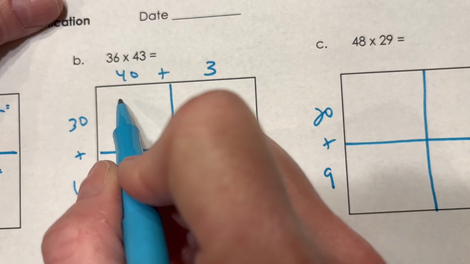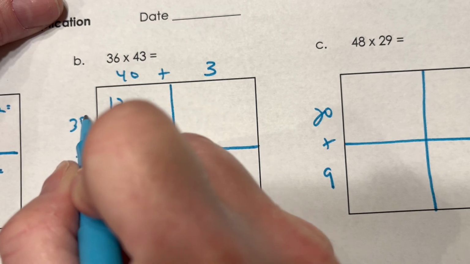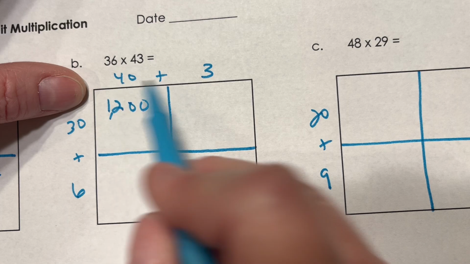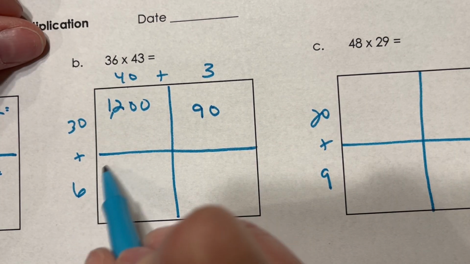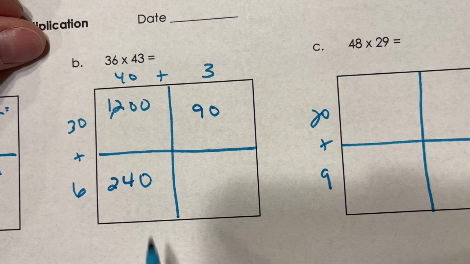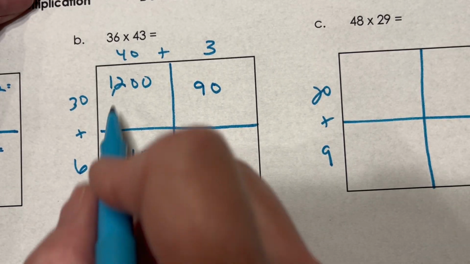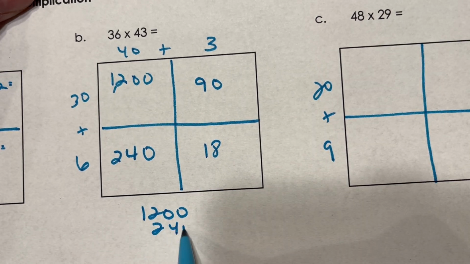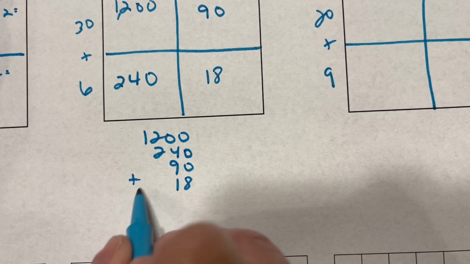And to figure out the area of this piece, I would do 30 times 40. And 3 times 4 is 12, and my 2 10s make 1200. To find the area of this piece, I would do 30 times 3, and 3 times 3 is 9 times 10. And the area of this piece would be 6 times 40, which would give me 240. And this piece, 6 times 3 is 18. Again, to find the area, we're going to add them all up. So 1200 plus my 240 plus my 90 plus my 18.